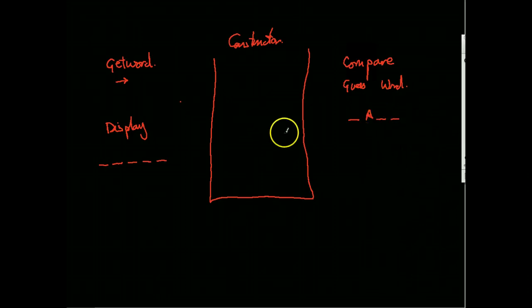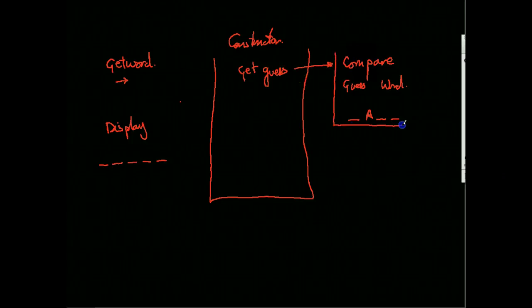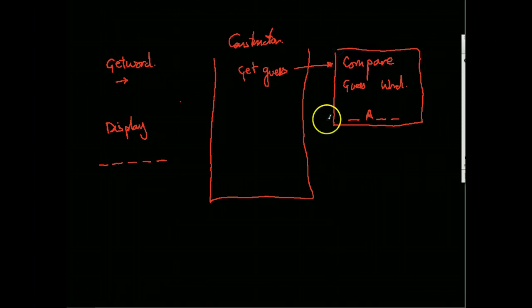And now's the clever bit. In the constructor, we're going to build a get guess, just a quick little window just to get the guess entry, the letter that's going to be guessed. That is going to then call the compare method here, and that will return a display word that's been changed. So it can display that word.